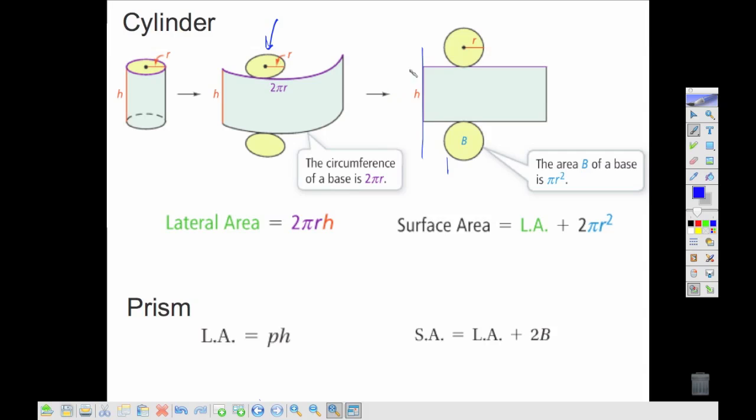And the way that it wraps around the base would be its circumference. And so rather than using perimeter, we're going to use circumference of the base, which is 2 pi r. So my lateral area is circumference times height. Surface area then would be that lateral area, and then 2 times the area of the base. So we can still think of this thing as lateral area plus 2b. We can still think of the lateral area as perimeter times height, except for circles we use circumference rather than perimeter.